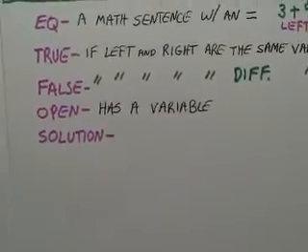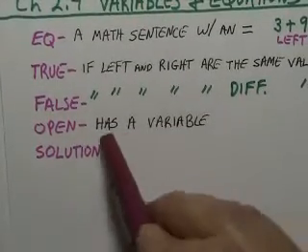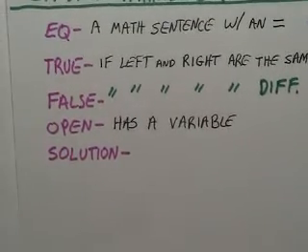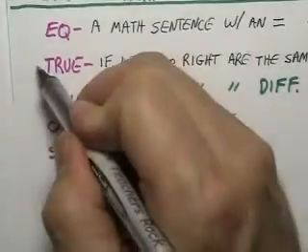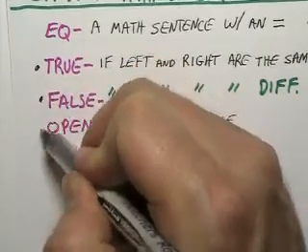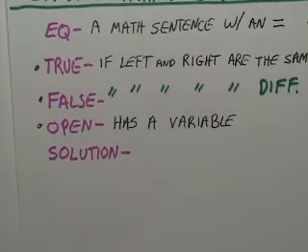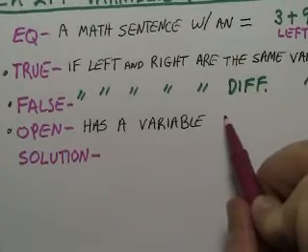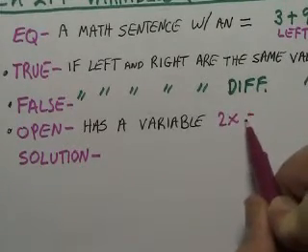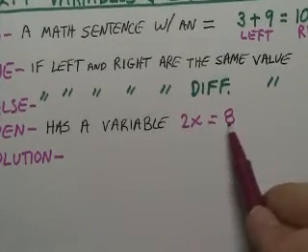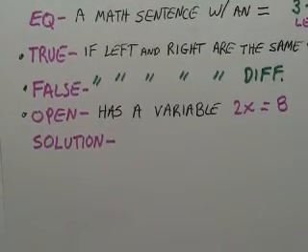Okay, an equation is open if it has a variable. If it has a variable, then it's considered open. So an equation is either true, it's false, or it's open. Those are the 3. An example of an open equation would be like 2x equals 8. We have a variable. This equation is what they call open.